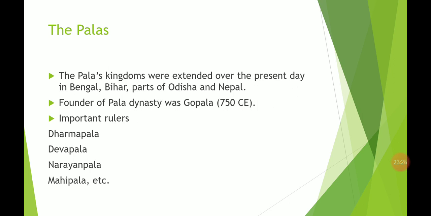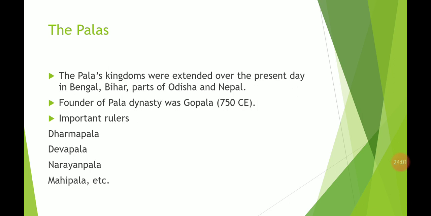So who was the founder of the Pala dynasty? Gopal was the founder of the Pala dynasty. In which year? 750. Where was his capital? His capital was at Munger, which is in present-day Bihar. So let us see the important rulers of the Pala kingdom: Dharmpal, Devpal, Narayan Pal, Mahipal, etc.